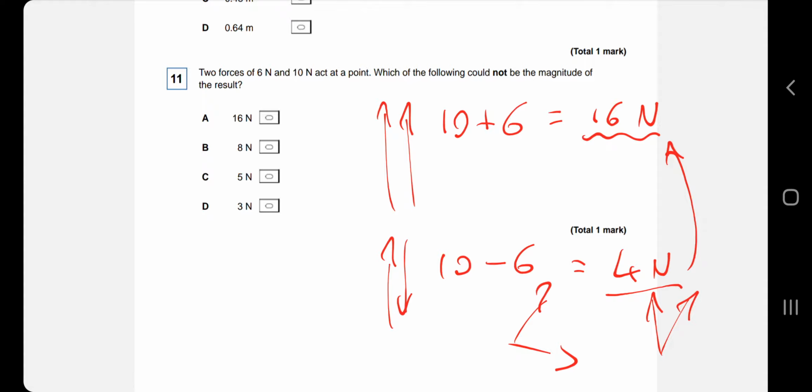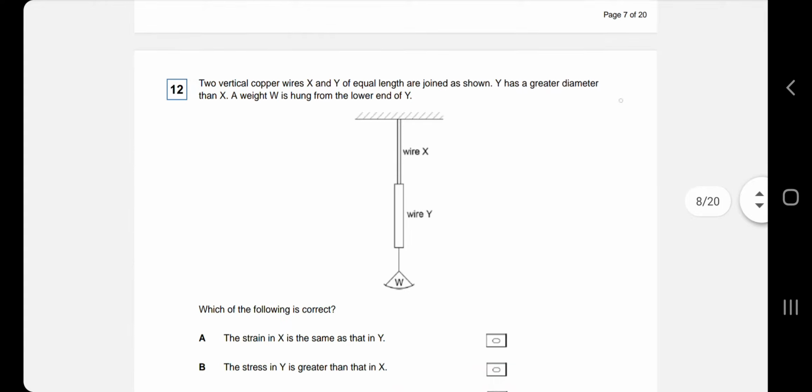Normally in this type of question, what you have to do is look for a value that isn't in that range, and the only one that isn't is obviously the 3 newtons. So the answer is D. It will be impossible to get 3 newtons with the 4 and the 16. So let's move on to the next one.